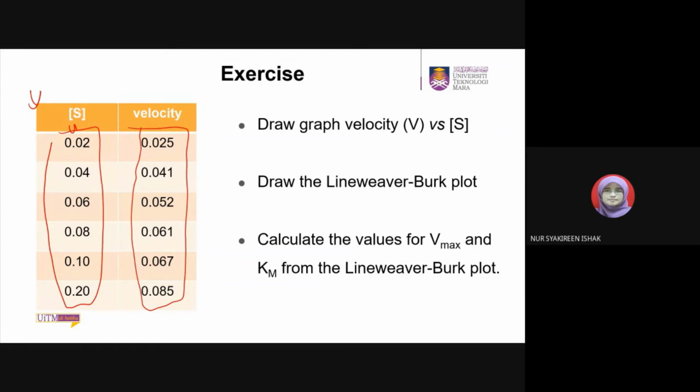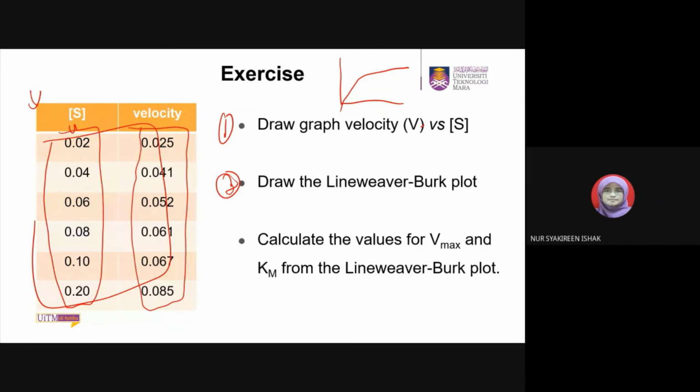Okay. So the first exercise, from this table, you have to draw a graph. Draw a graph of velocity versus substrate concentration. From these values, you should get a hyperbolic graph. So make sure after this lecture, you do this exercise. For question number 1, make sure you get a hyperbolic graph. For exercise 2, draw a Lineweaver-Burk plot.